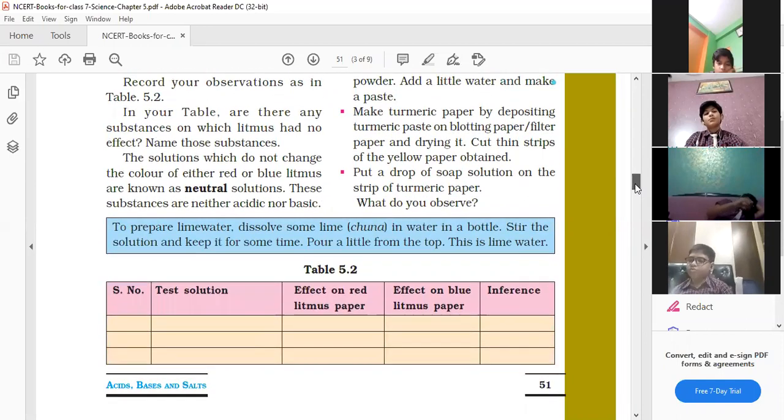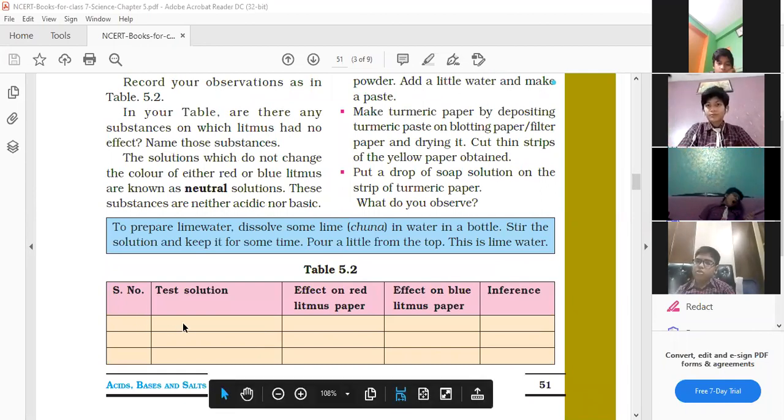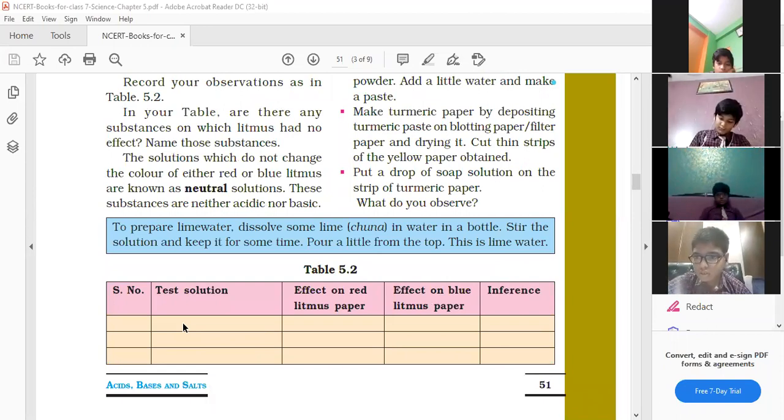So children, here is a table 2.2. You need to complete it. Complete this table, everybody. Test solution. Suppose we are testing any of the solutions here. So in the first box you can write down lemon juice.